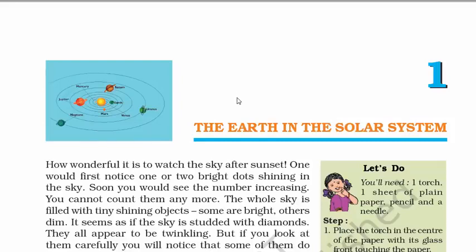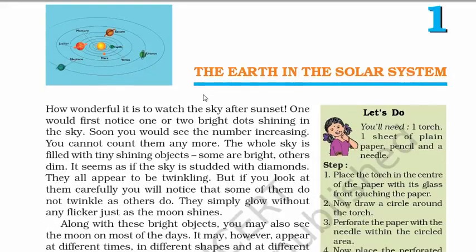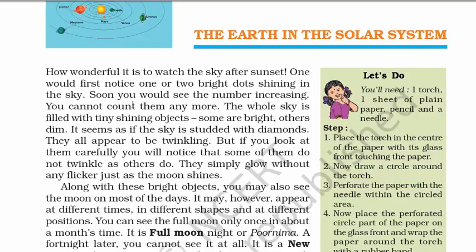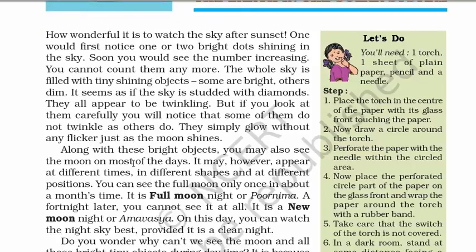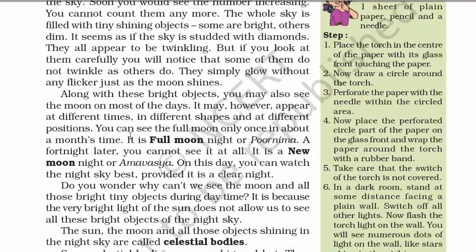Hello everyone. Today we are going to talk about the chapter The Earth in the Solar System, which is the first chapter in the class 6th NCERT geography book. The first page talks about the solar system, much preferably our sky, how the sky looks like, and what the shiny and bright objects in the sky are, like the moon and stars. So basically it just speaks about that.